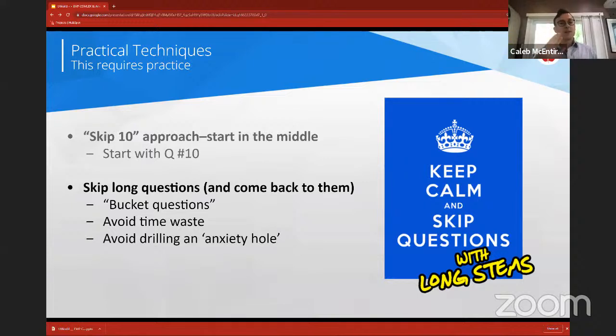Pick an answer randomly, just so if you don't get time to go back to it, you have something picked. It could be just A every time, completely random. Pick it, flag it, come back to it at the end.